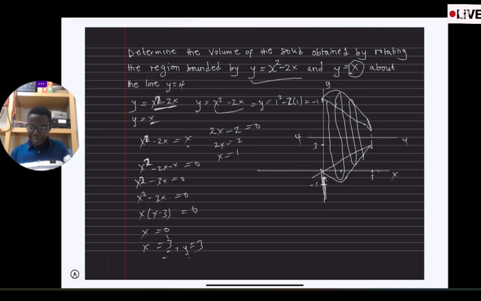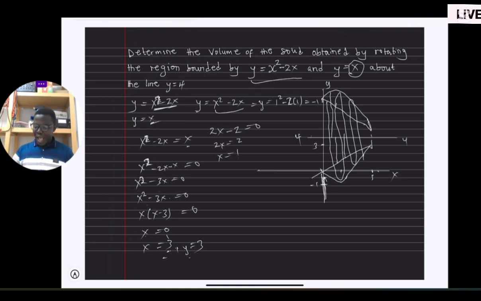This is a bit different from the one that we did earlier, because there we were revolving around either the y or the x axis. Things were easier for us, right? So now for this part, how do we figure out the radius? The radius is from the function to the axis of rotation at any point in time. That will be your radius.